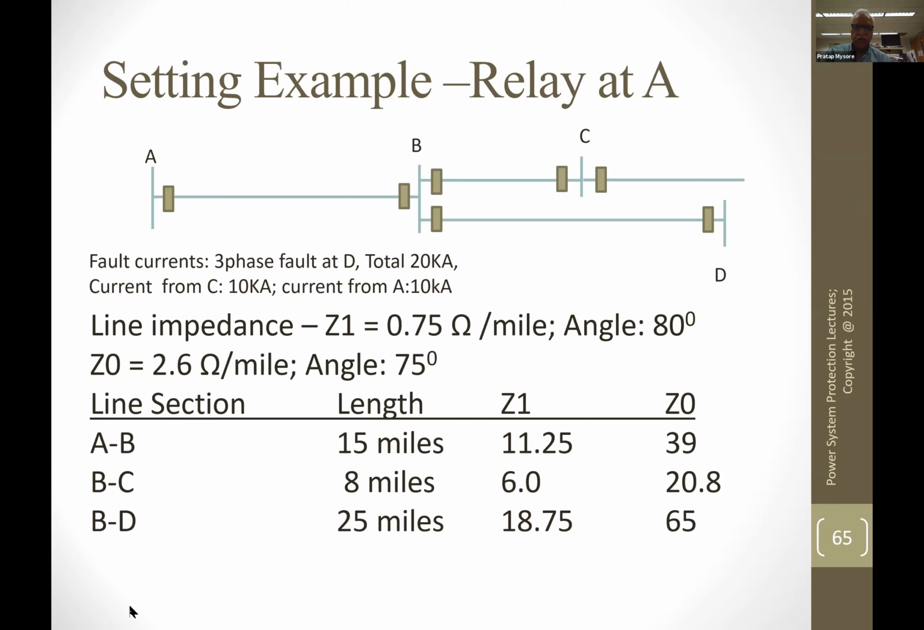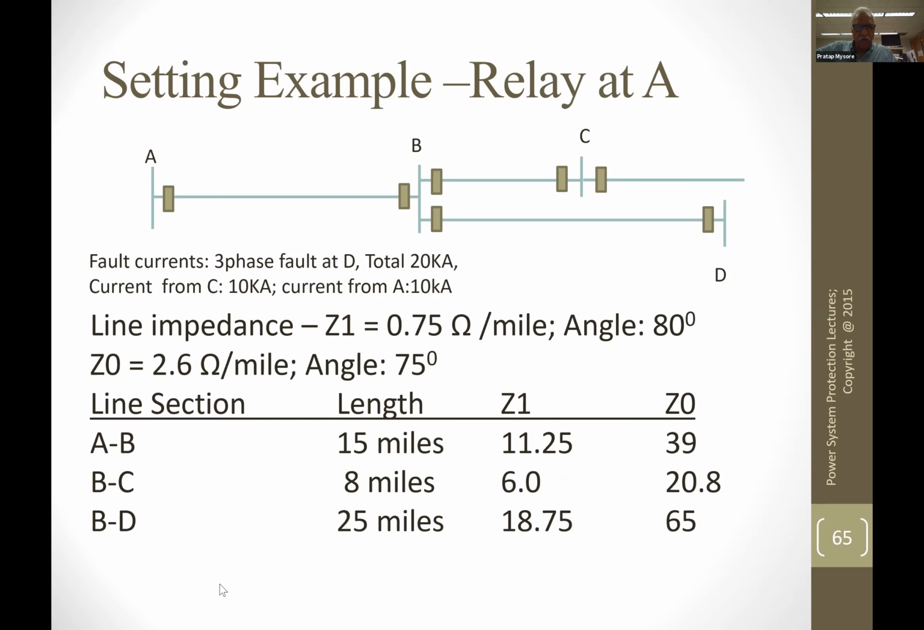Well, we will continue with this setting example. We have a line section A to B, that is what we are trying to protect. Then we have a line section BC, and then we also have a line section BD. A to B line is 15 miles long, B to C is only 8 miles, B to D is 25 miles. The positive sequence impedances of these lines are given as 11.25 ohms for A to B, 6 ohms for B to C, and then 18.75 for B to D. And zero sequence are 39, 20.8, and 65 for these three lines.